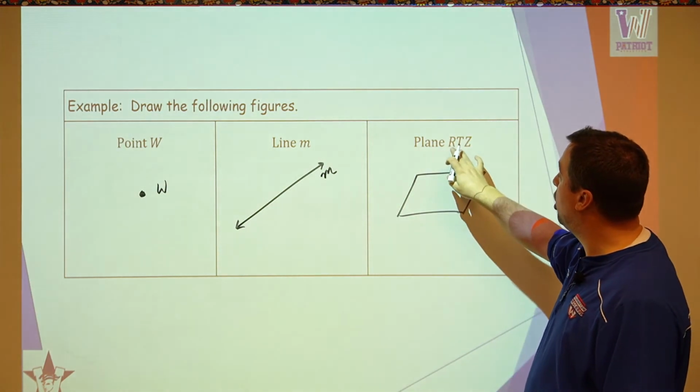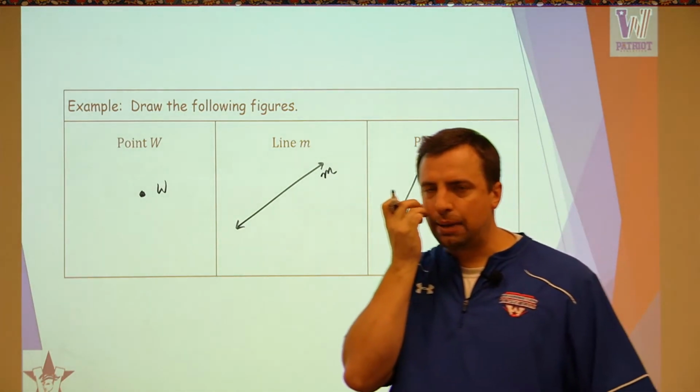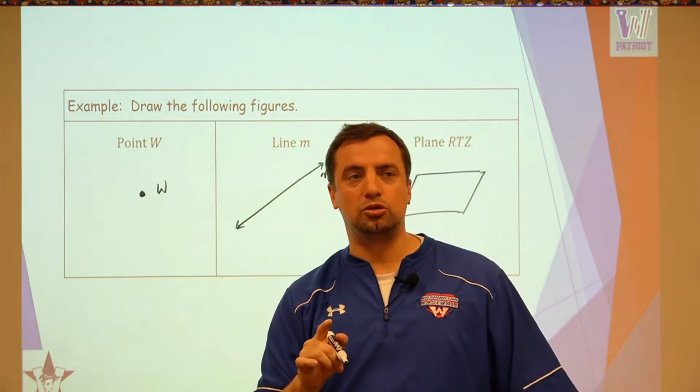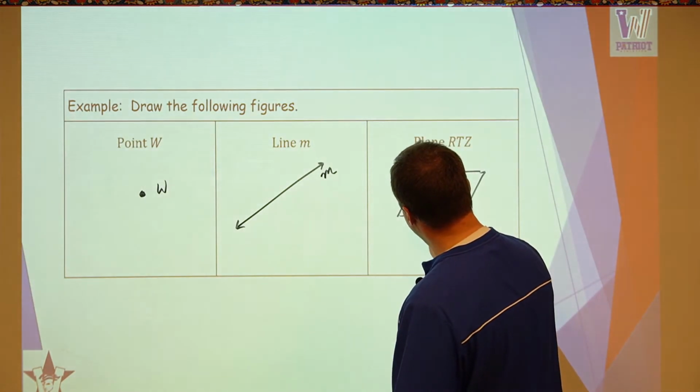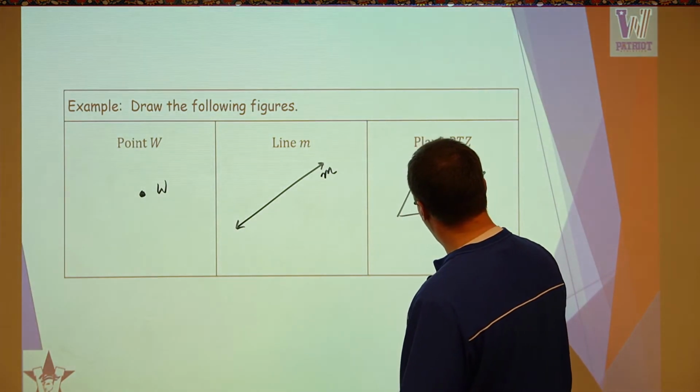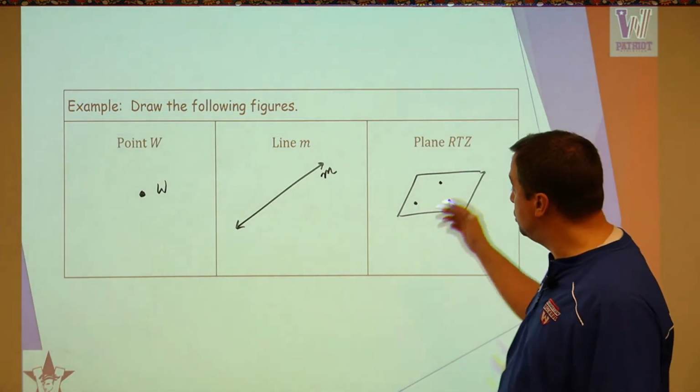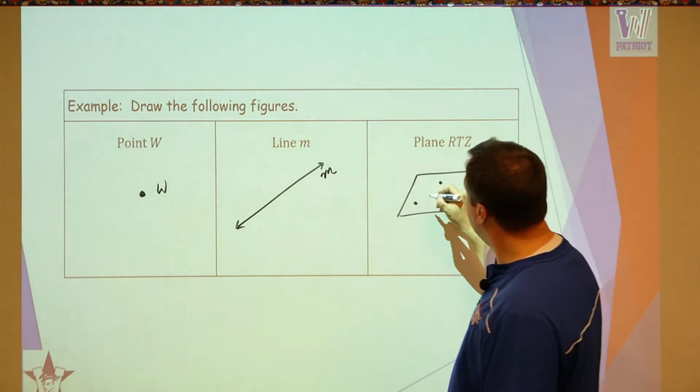It's plane RTZ. I see 3 capital letters in a row. Those capital letters represent points. That means we need to put points inside our plane. And make sure they're not in a line. They can't be in a straight line. And then let's label them.